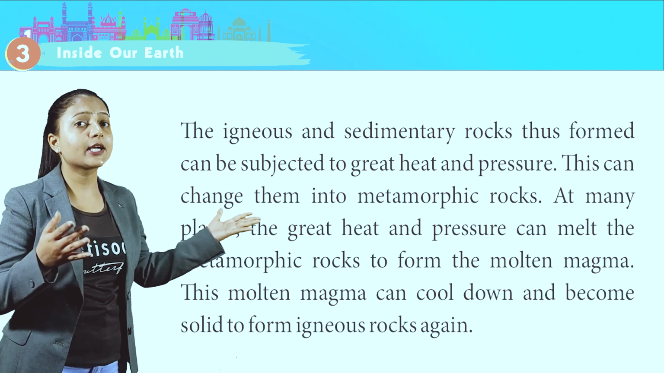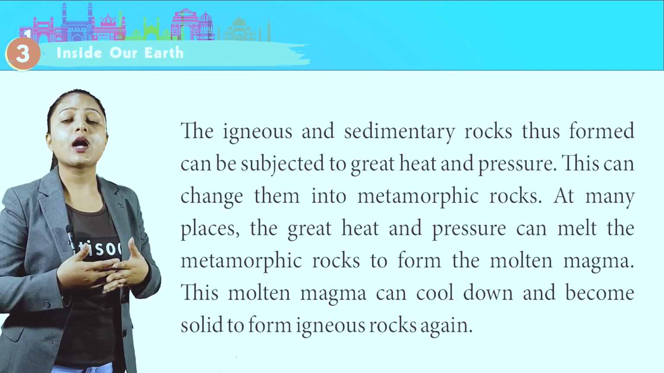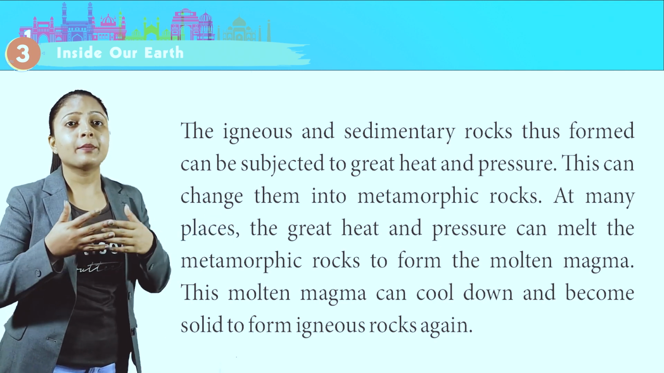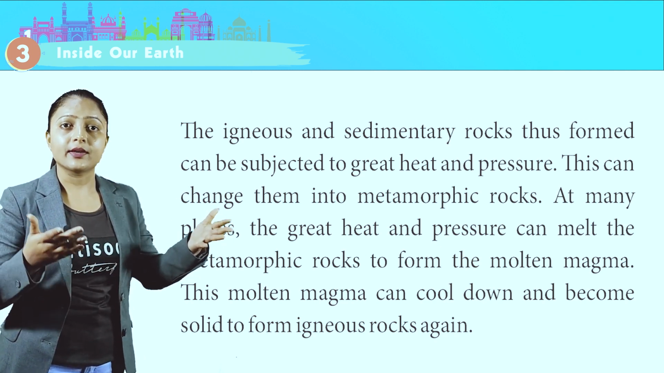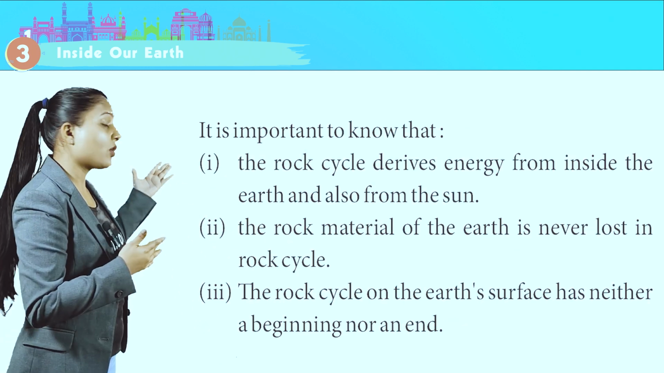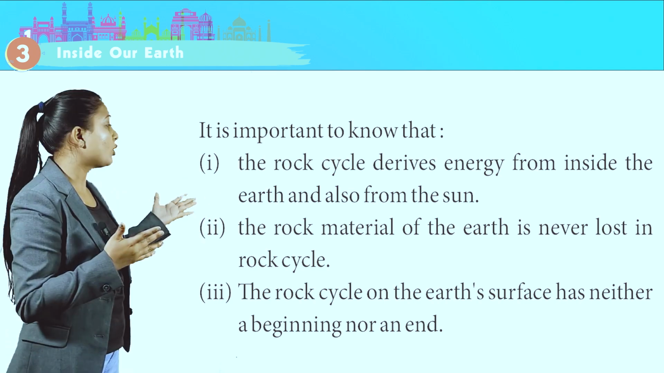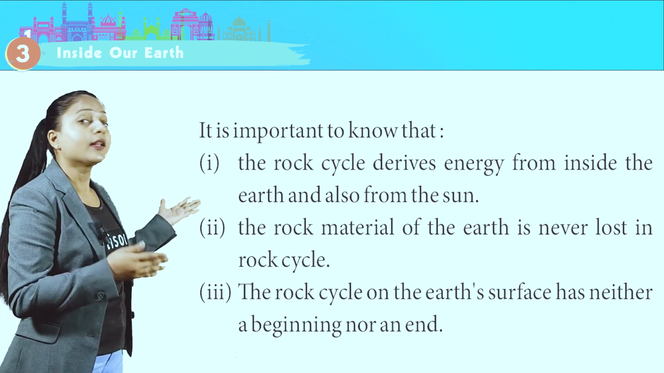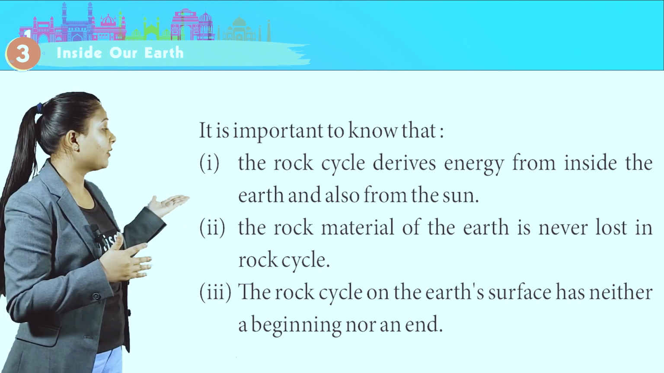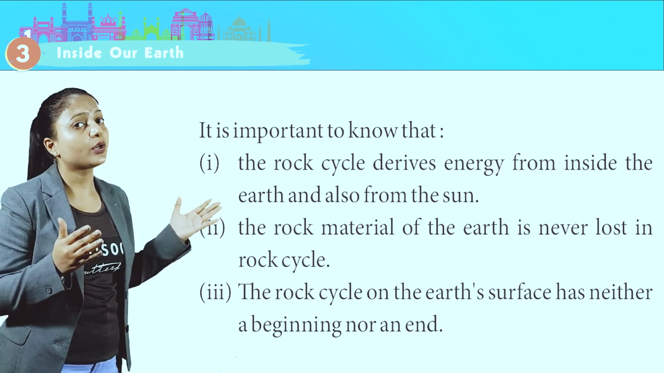At many places, the great heat and pressure can melt the metamorphic rock to form the molten magma. This molten magma can cool down and become solid to form igneous rocks again. It is important to know that, first, the rock cycle derives energy from inside the earth and also from the sun. Second, the rock material of the earth is never lost in the rock cycle. Third, the rock cycle on the earth's surface has neither a beginning nor an end.